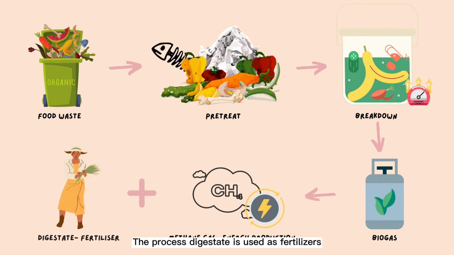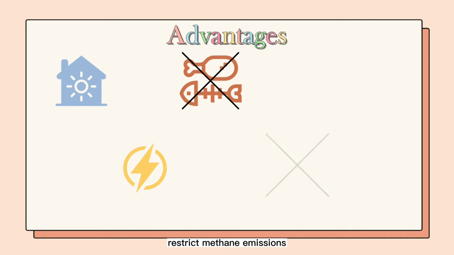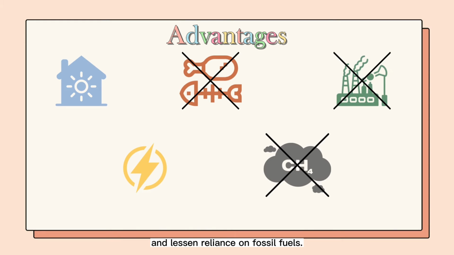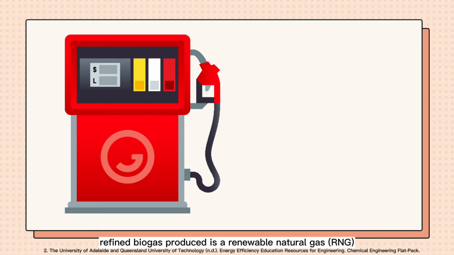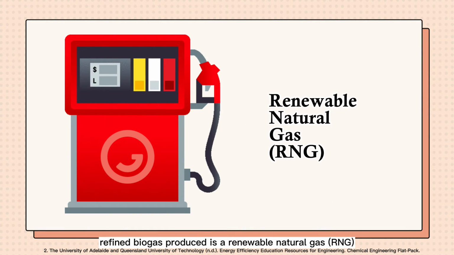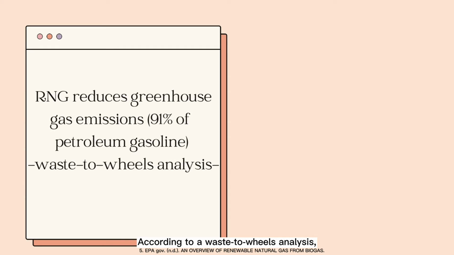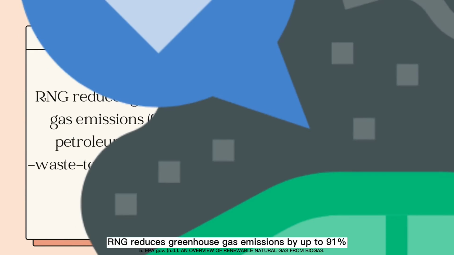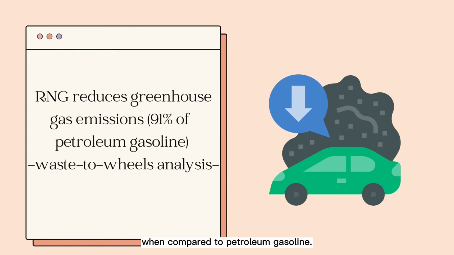The processed digestate is used as fertilizers, which can reduce the need of chemical fertilizers. Not only can it provide heat and electricity in a renewable energy form, it can decrease food waste, restrict methane emissions and lessen reliance on fossil fuels. Besides that, refined biogas produced is a renewable natural gas (RNG), which can be used to fuel vehicles. According to a waste-to-wheels analysis, RNG reduces greenhouse gas emissions by up to 91% when compared to petroleum gasoline.